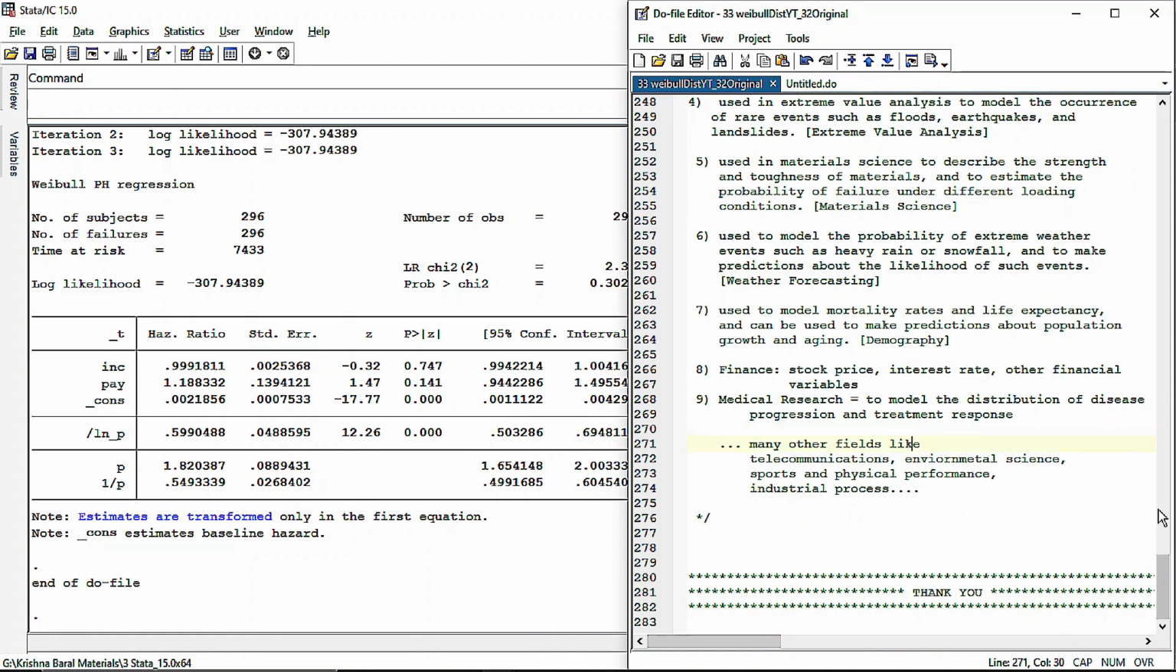Similarly, it is used in many other fields like telecommunications, environmental science, sports, and physical performance, as well as industrial process, and so on. So this is it for this tutorial.